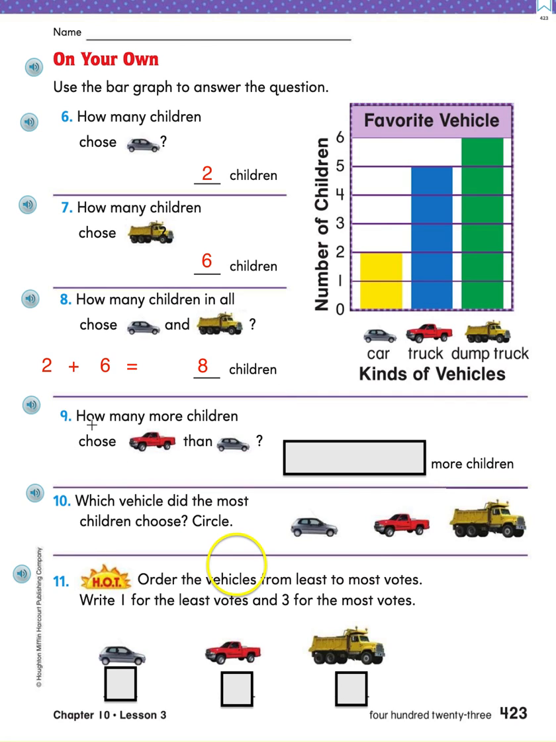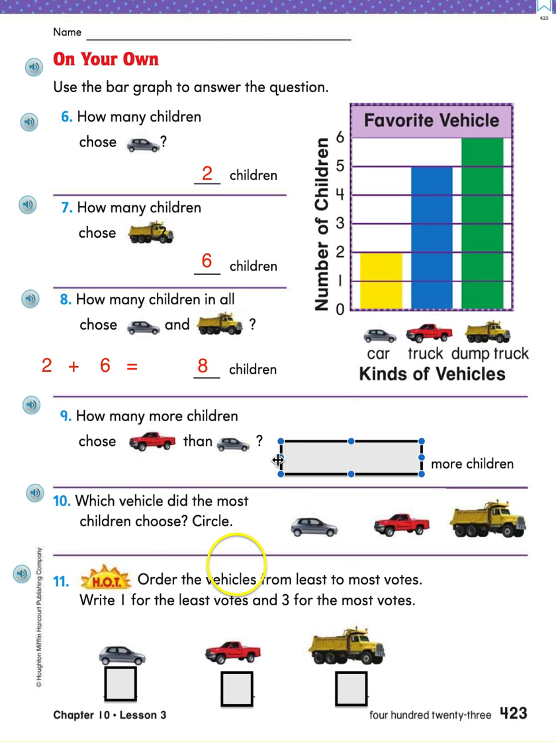Number 9. How many more children chose trucks than cars? Okay. Pause the video, do your work. Okay. So how many more is going to tell us that we need to subtract. Okay. So we need to know how many trucks there are. So we go to our trucks category, trace it all the way up, go on over to the number, and we have 5. And we know cars have 2.